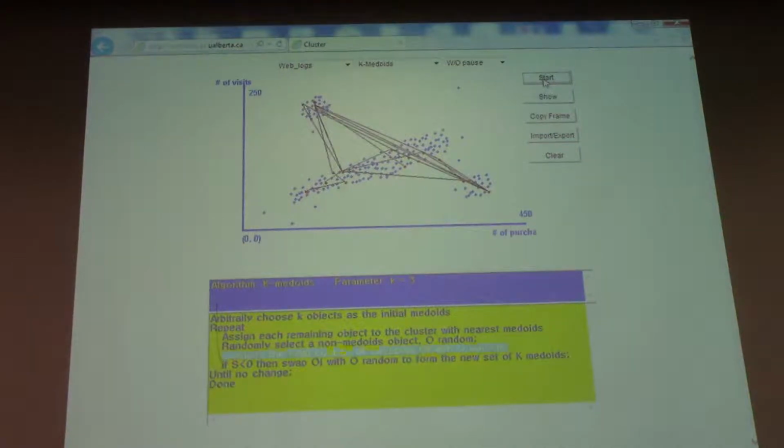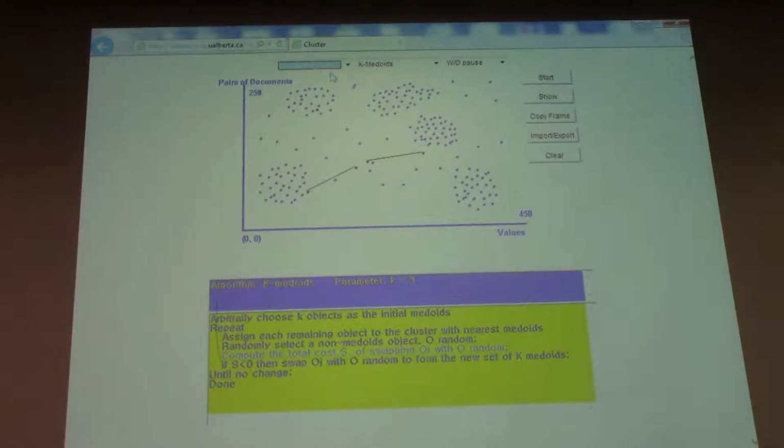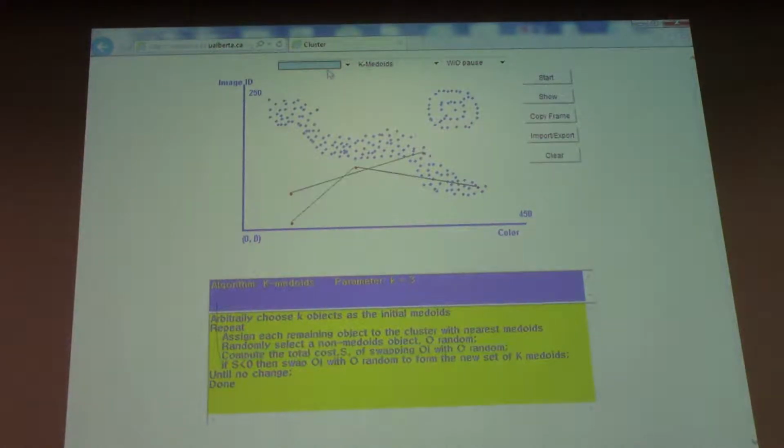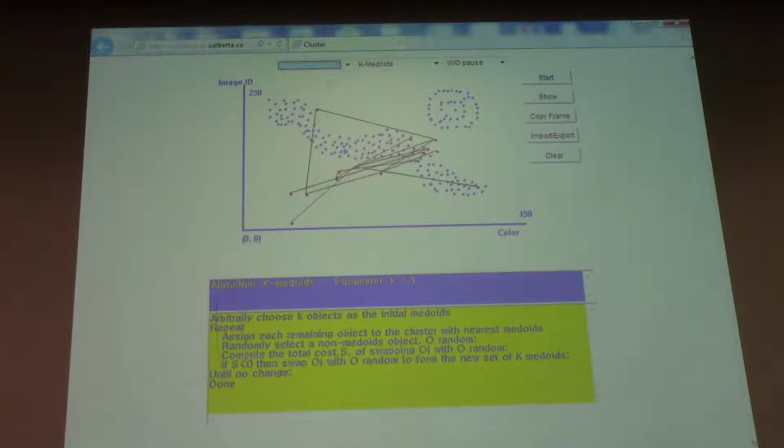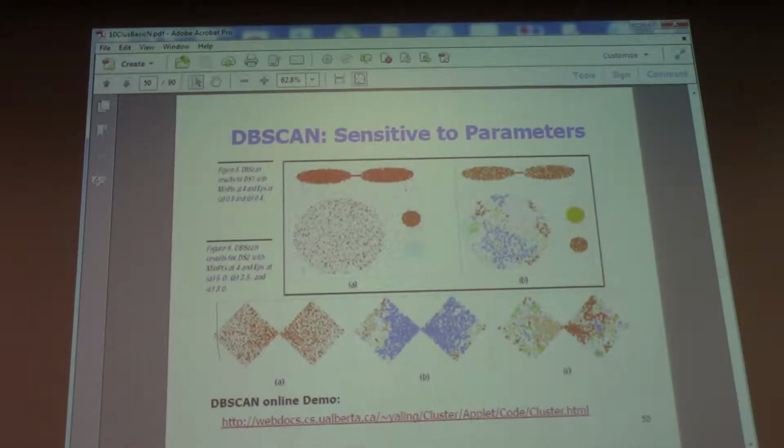It takes a long time, so we can select another data set. I think there's something wrong. So forever. Okay, so anyway, that demonstration shows the difference between DBSCAN and the partition-based approach. Why don't you test with this applet to understand the algorithm?